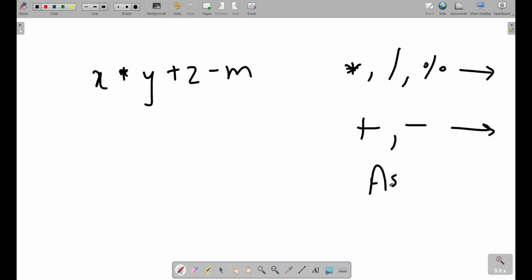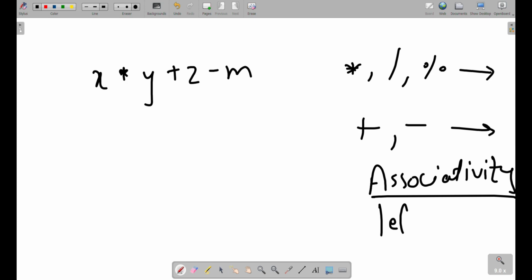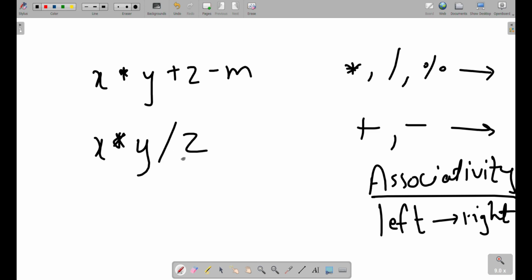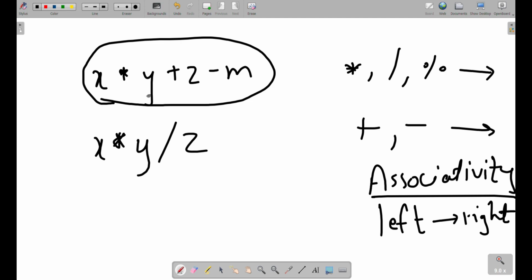What is associativity in general? It tells the direction of operations. For arithmetic operators, the direction for associativity is left to right. What does it mean? If you come across an expression, something like x into y divided by z. Let's consider the upper example. In this example, we know that the precedence of multiplication is higher than addition and subtraction. So obviously we are going to first perform x into y.